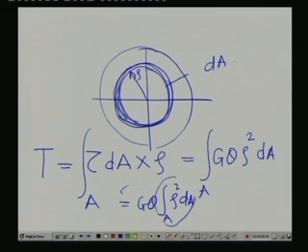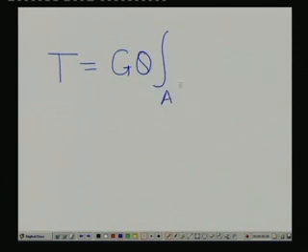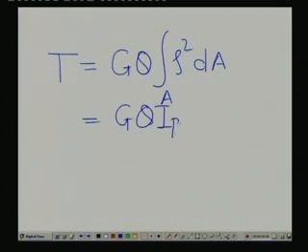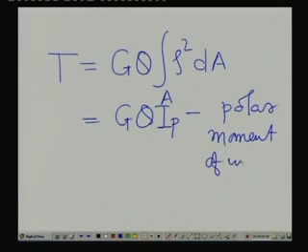Can you recognize this particular term? Yes, you can recognize, I suppose. So, we get G theta integral over area rho square dA. It is nothing but the polar moment of inertia. Okay. So, that means this gives you the idea of the torque.